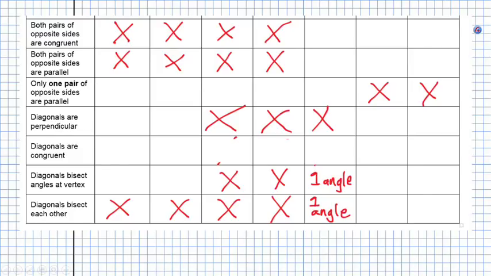And so our diagonals being congruent, that's going to be true of a rectangle and then also of a square. All right, so let's go ahead and see if we can organize this information in a little bit of a different way. So let's go ahead and look at our chart.